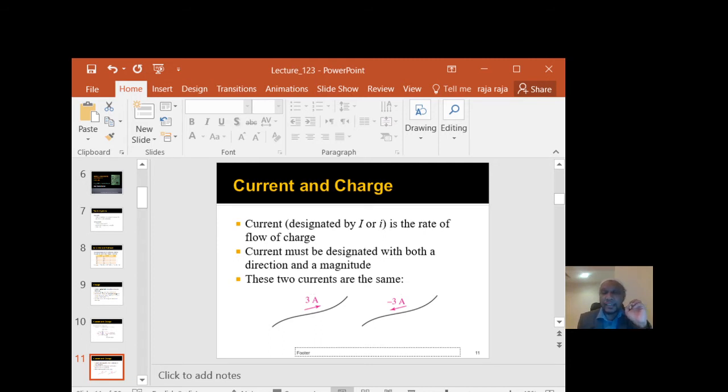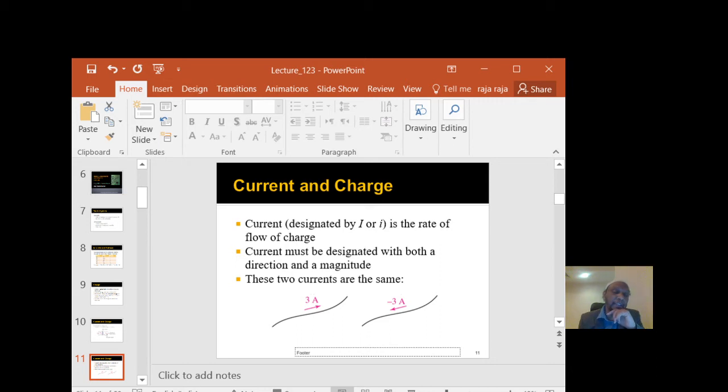Then, are these two currents the same or not? Now you have to answer the question. Keep the second point in your mind and read it again: current must be designated with both a direction and a magnitude. So based on this concept, how do we answer whether the currents in figures 1 and 2 are the same or not? As an engineer, you have to look.